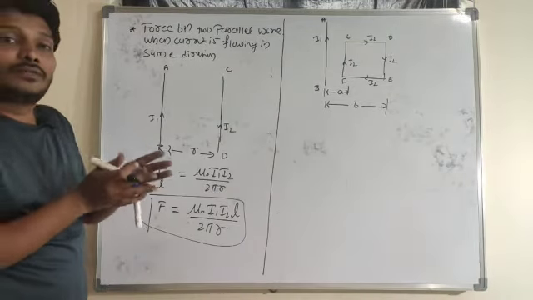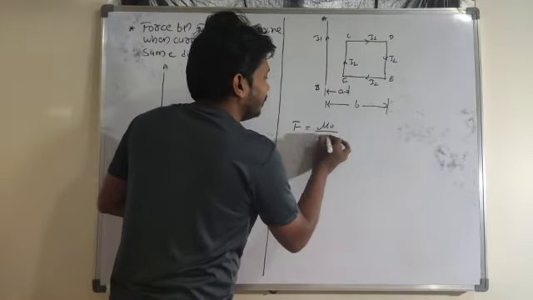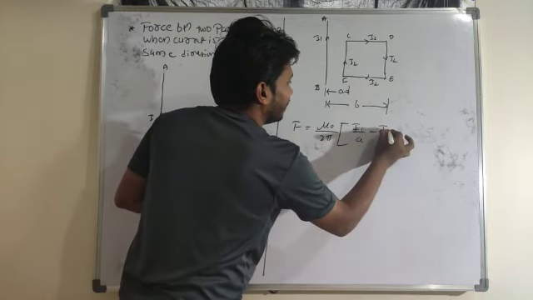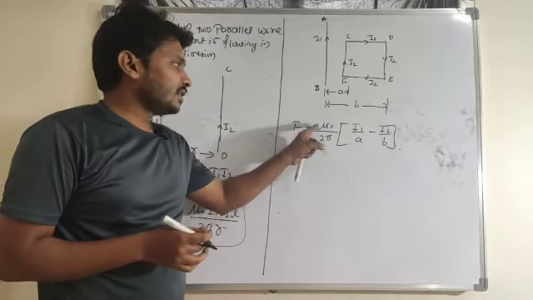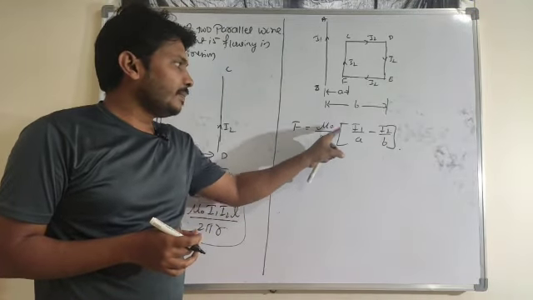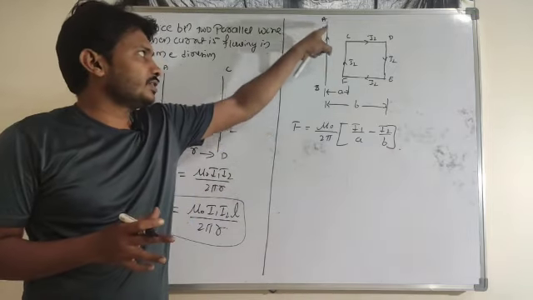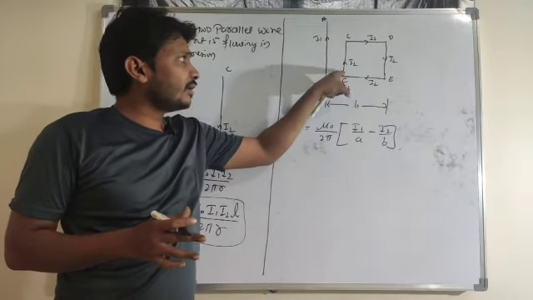Then what about the force I need to calculate here? So force F is equal to mu naught divided by 2 pi, times I1 by A minus I2 by B. What's the formula here? F is equal to mu naught by 2 pi times I1 by A minus I2 by B. So in this situation, one is a straight wire and the other is a rectangular loop.